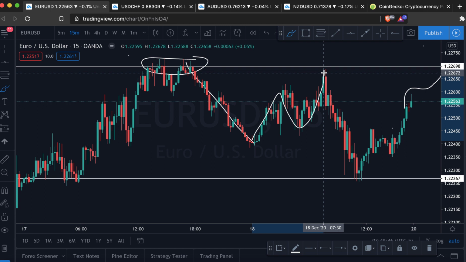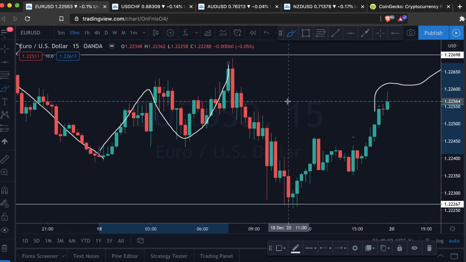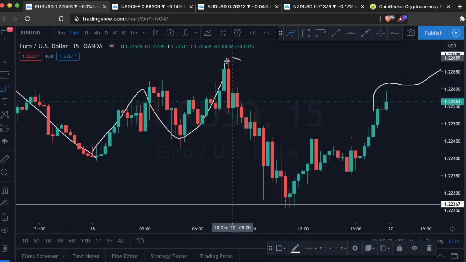So the first time it gets, now it doesn't have to reach perfectly on that spot, right? It doesn't do that all the time. It can get very close to that, and then you'll see rejection. But what's very important is look at this candlestick. This is a very strong bearish candlestick. Okay, this is adding more confirmation to my analysis and to my decision.